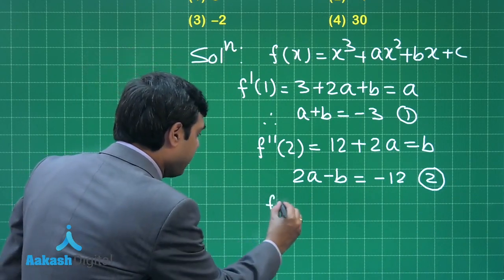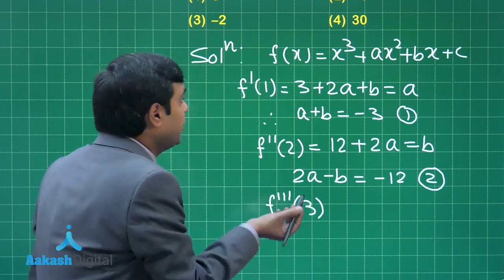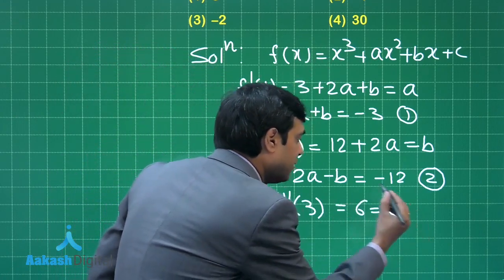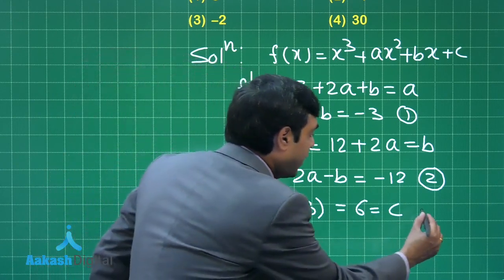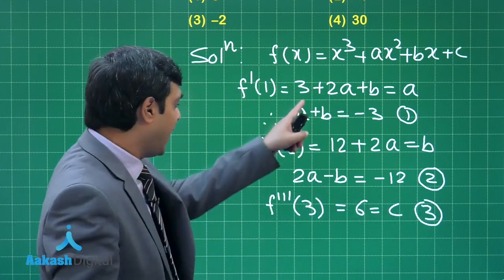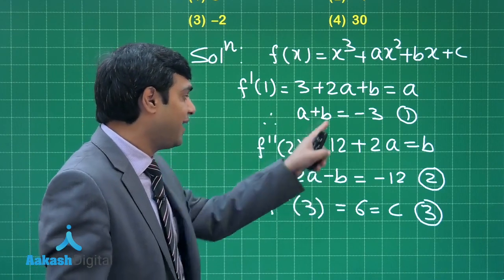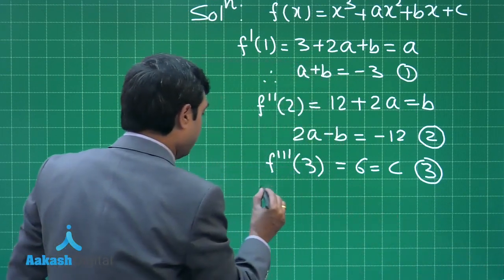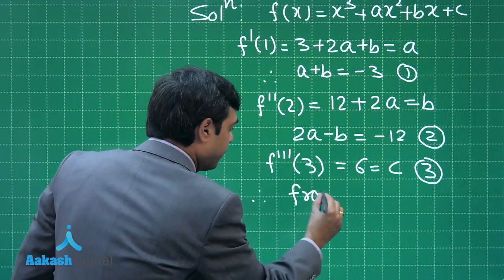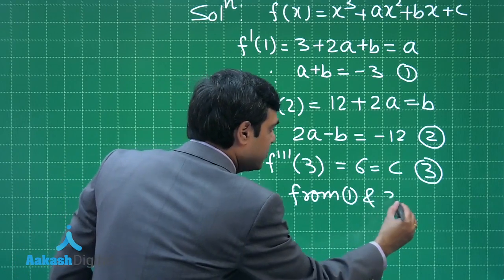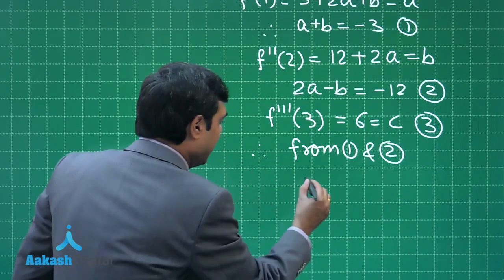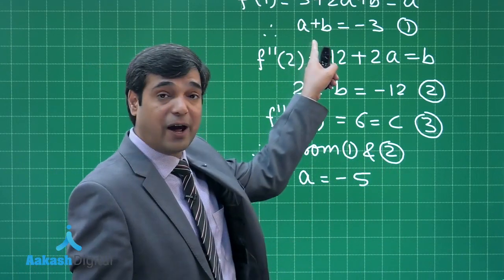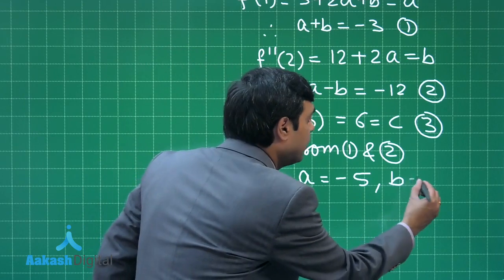Third, f triple dash 3. When you go for the third derivative, it is simply 6. This is c. When you talk about equation 1 and 2, just add the two. Adding, we see b is cancelled, 3a is equal to minus 15. So, just write down. Therefore, from 1 and 2, we get the value for a as minus 5. Put the value of a back as minus 5, you find b is equal to 2.